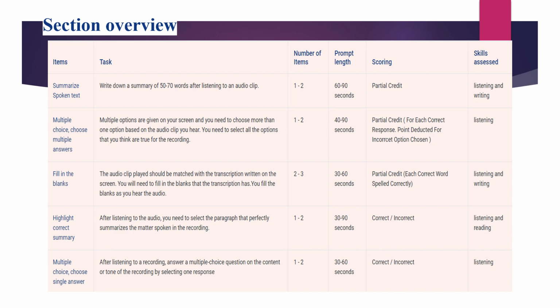For the section overview, the first item or question is Summarize Spoken Text. The task is to write a summary of 50 to 70 words after listening to the audio clip. Keep in mind that if you write 49 words, marks will be deducted. The number of questions will be one or two. The prompt length can range from 60 to 90 seconds, you will be partially credited for it, and your listening and writing skills will be assessed in this question.